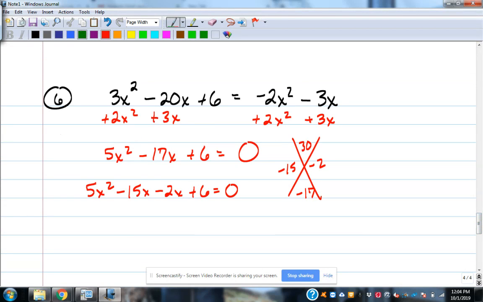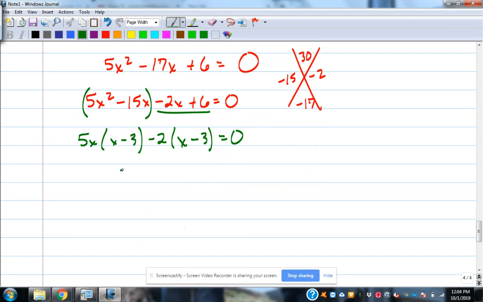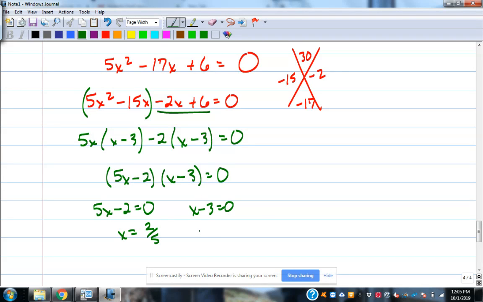Group it. 5x, x minus 3. Group -2, x minus 3. And there we have the factors 5x minus 2, x minus 3. Set those equal to 0. To this, and 3.